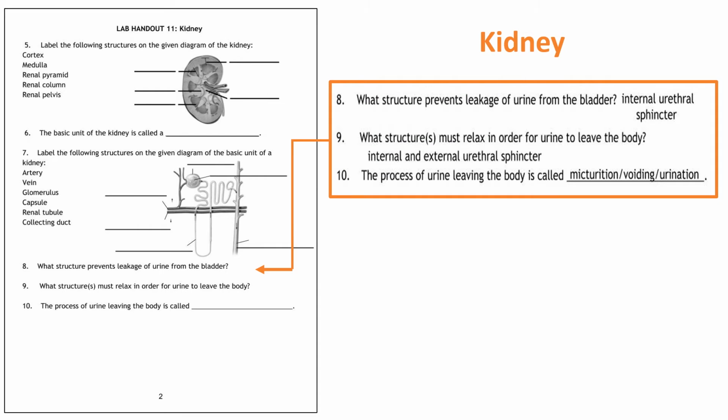What structure prevents leakage of urine from the bladder? The internal urethral sphincter. What structure must relax in order for urine to leave the body? It's the internal and external urethral sphincter. The process of urine leaving the body is called micturition, voiding, or urination.